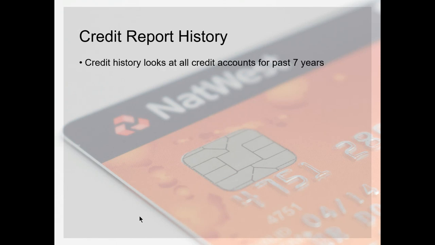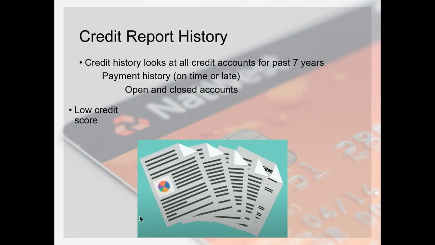And now factor three, the credit report or the history. So credit history looks at all the credit accounts for the past 7 years. Some of them even look at up to 10 years. So it's the payment history, whether you're paying on time or late. And it looks at open and closed accounts. Do you have a lot of accounts or do you just have a few accounts?